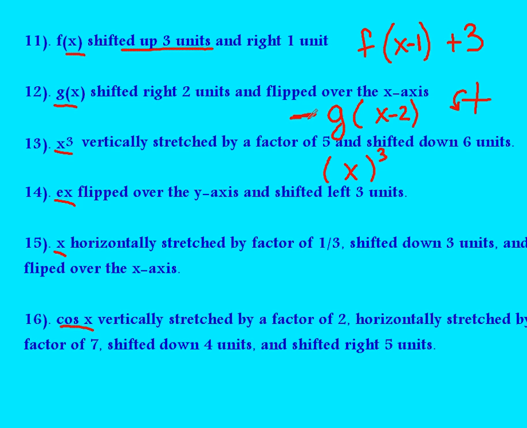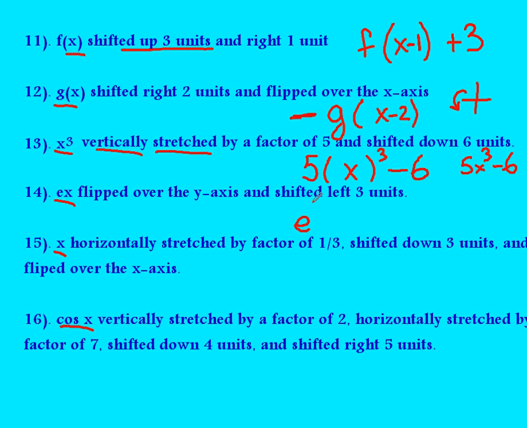Number 13, vertically stretched by a factor of 5. So that means I have a 5 on the outside, stretching because it's multiplying, vertically because it's outside. And shifted down 6 units. That's a vertical shift, so it's outside again, this time with addition or subtraction. So 5x cubed minus 3. And in this case, we don't have anything that needs to be in parentheses, so your answer key would just read like that. I'm fine either way as you look at that.